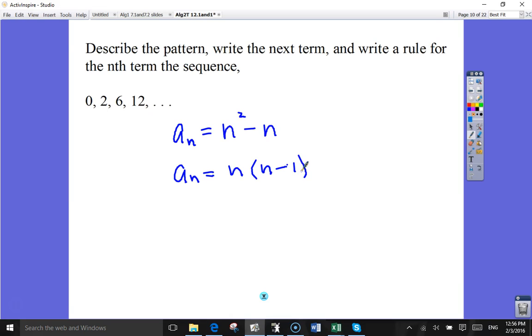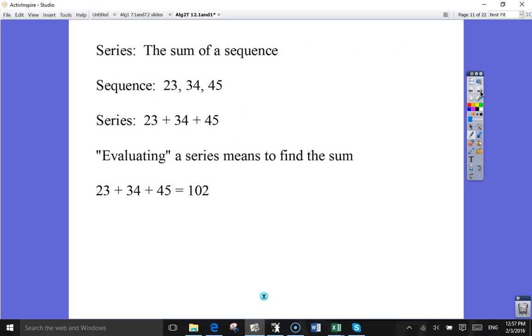What would be the next term in this sequence? The 1, 2, 3, 4, fifth term. I think it would have been 20. Right? A5 is 20. A5 equals 5 times 4, which is 20. Okay, that is the what is a sequence part.